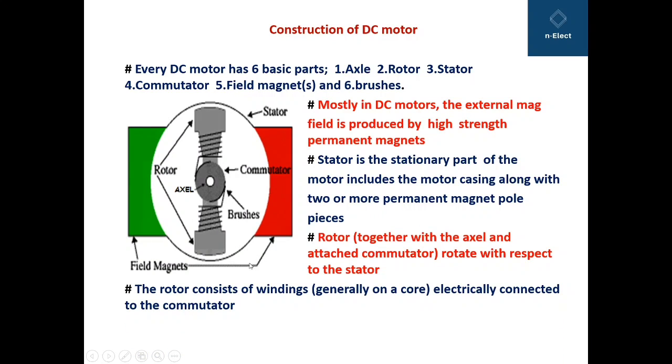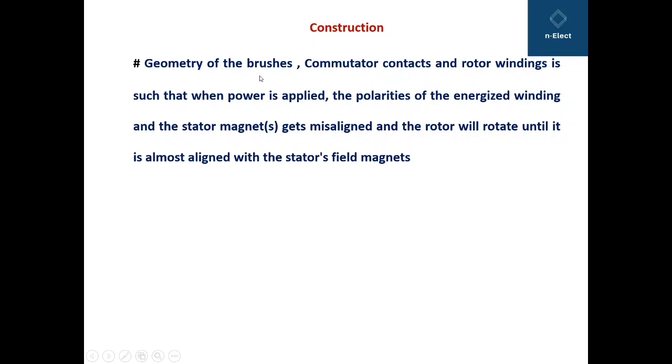The rotor consists of windings. You can see here the coil wound on. The rotor consists of windings, generally on iron core, electrically connected to the commutator. Geometry of the brushes, commutator contacts and rotor winding is such that when power is supplied, the polarities of the energized winding and the stator magnets get misaligned and the rotor will rotate until it is almost aligned with the stator's field magnets.